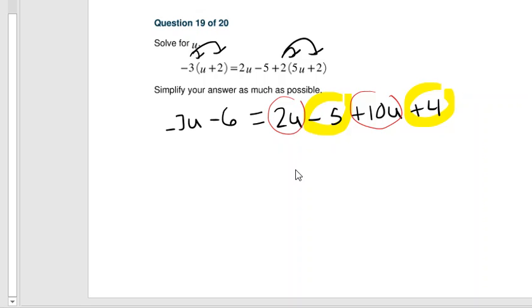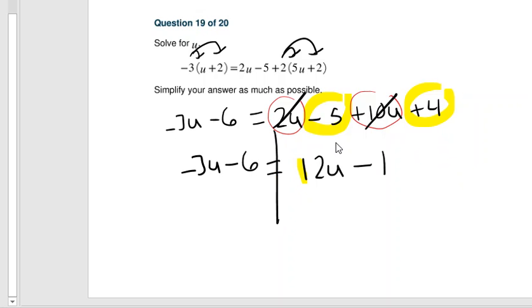So 2u plus 10u is 12u. And a negative 5 and a positive 4 is a negative 1, equal to negative 3u and a negative 6. Now from here, you need to get the two terms that have the same variable to be on the same side. So this is my right side, this is my left side.